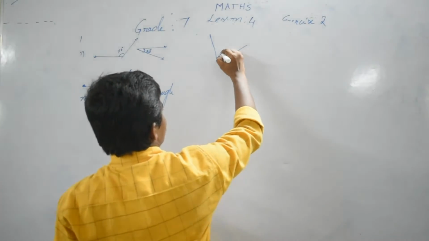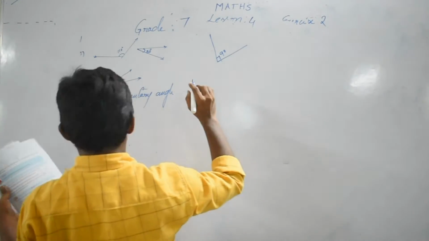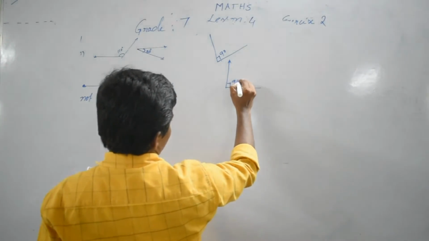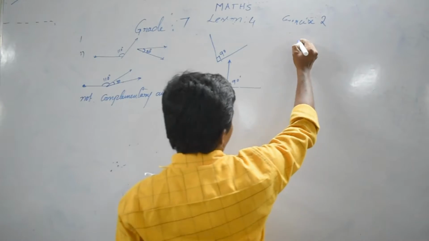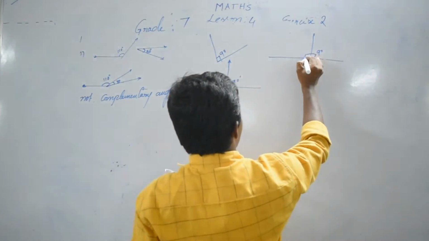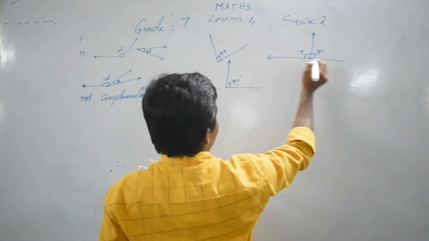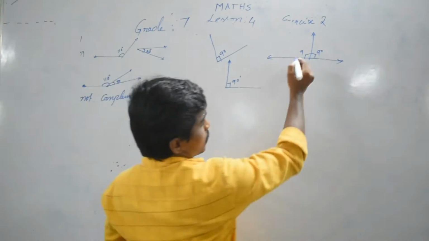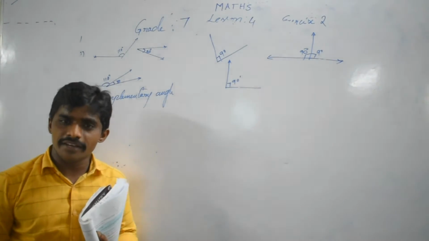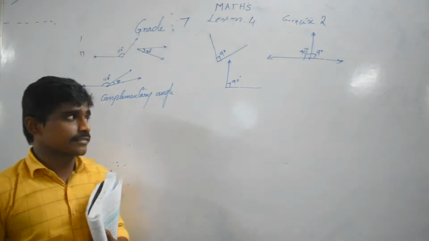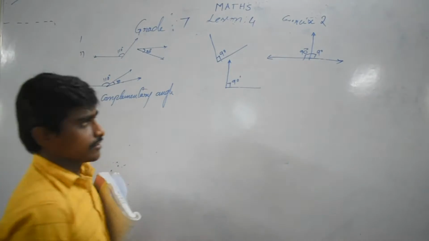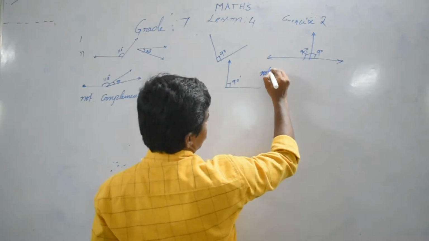Here 90, here 90. So these two angles you are adding: 90, 90. Are these complementary angles? These two angles we are adding is equal to how many degrees? Not 90 degrees. Here these two angles we are adding give 180 degrees. So not complementary.